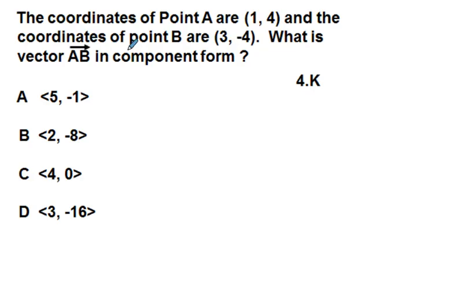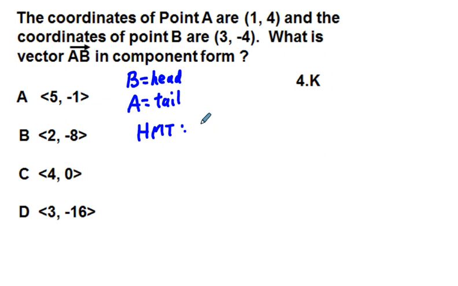Okay, now a vector problem. Coordinates of point A are 1, 4, and the coordinates of point B are 3, -4. So what is vector AB in component form? Well, B is what's called our head, the finishing point, and A is going to be our tip or tail. So to find a vector, we're going to use head minus tail.